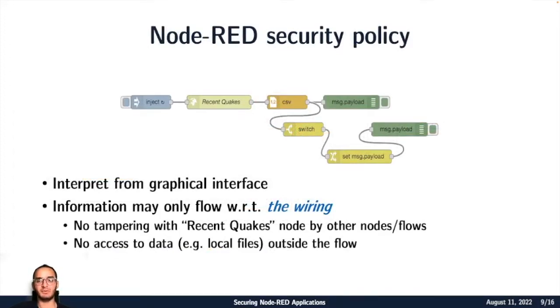As the flows are visible to the end users in the graphical user interface, we can interpret them as security policies, unscripted by the user. So information may flow between nodes only if it goes through the wiring, the visible links. In the earthquake example, the graph demonstrates a flow that retrieves earthquake data for logging and notifying the user whenever the magnitude exceeds a threshold. So, tampering of the recent quakes node by other flows or nodes is prohibited, and no data outside of the flow should be accessible.